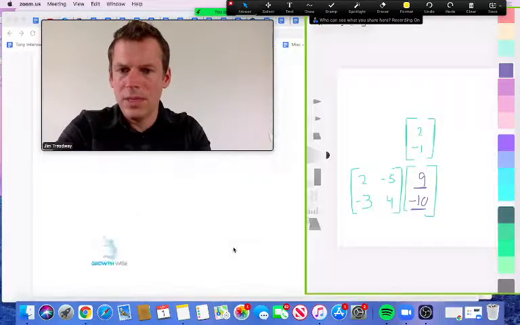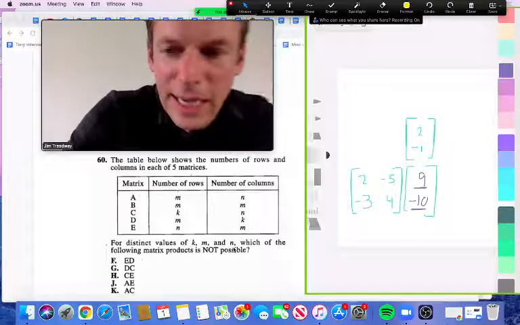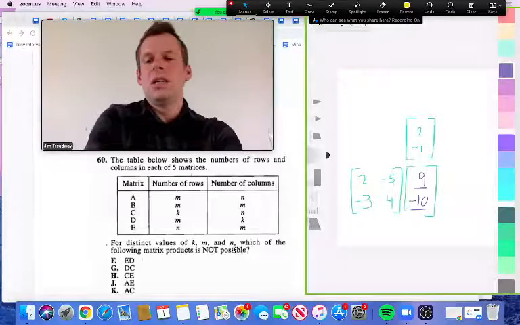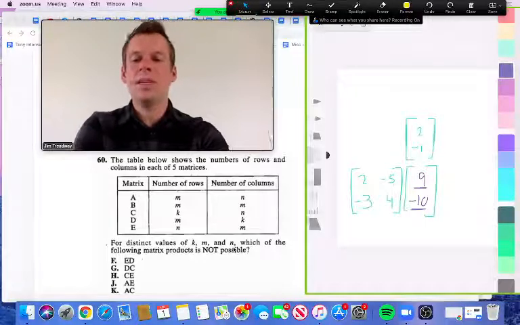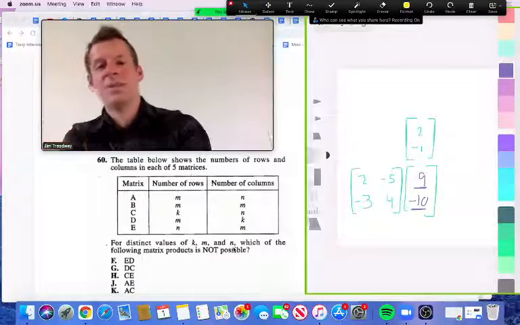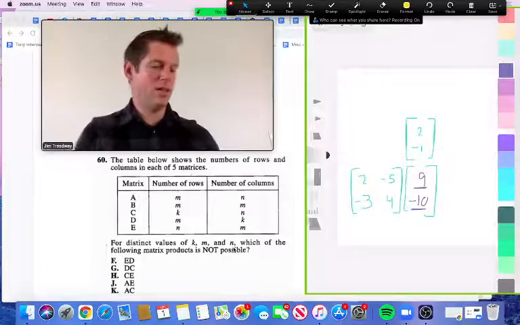Yeah, that should be about it. Obviously, you can see question 60 here. Now, you totally know how to do it. They ask which of the following matrix products is not possible. It's going to be whichever one doesn't have the same number of columns in the first matrix as rows in the second matrix. And you go through them all one by one and you figure it out.